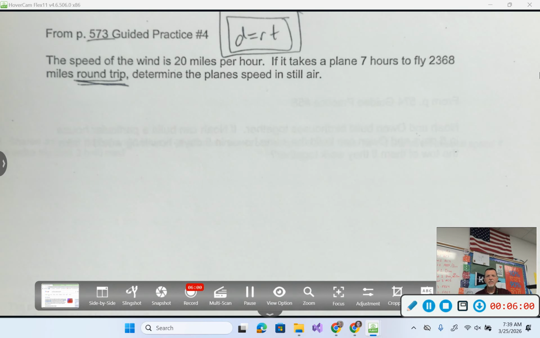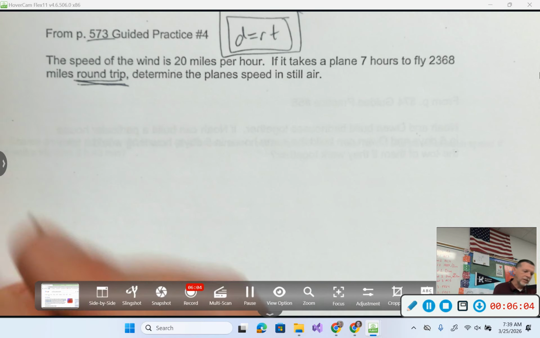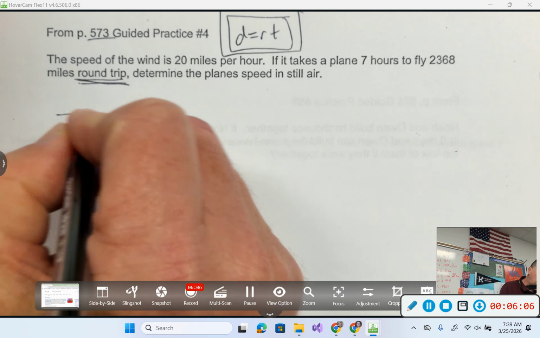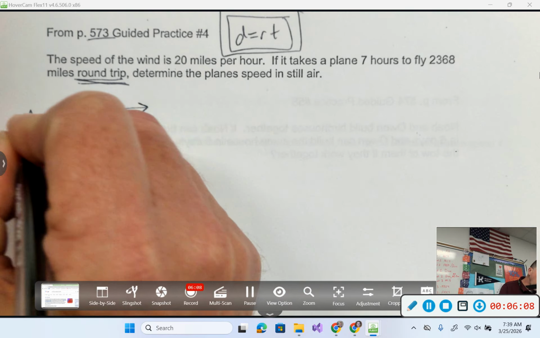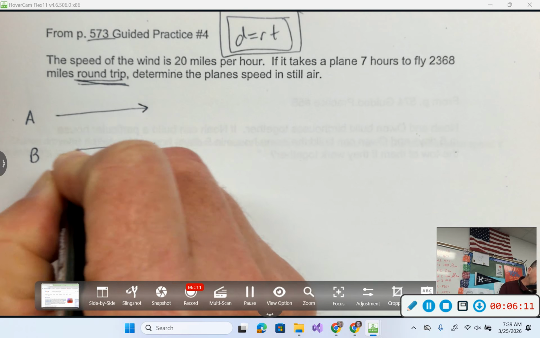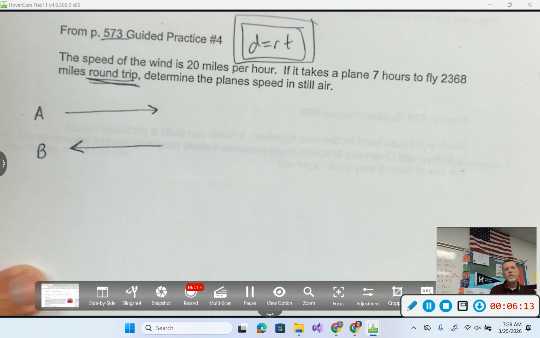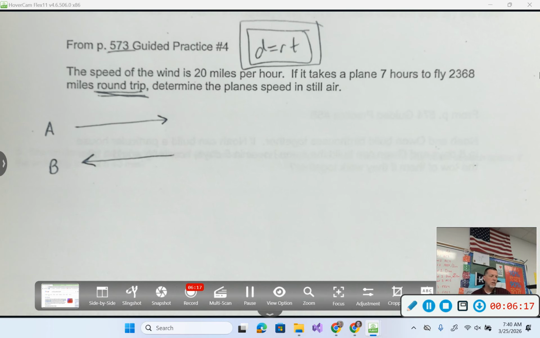Okay, distance equals rate times time. But there's sort of two things going on here. Like there's part A of the trip and part B of the trip. I'm just going to try to draw this out before I go to equations.